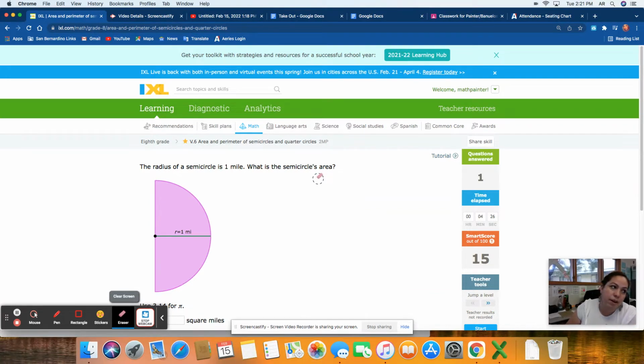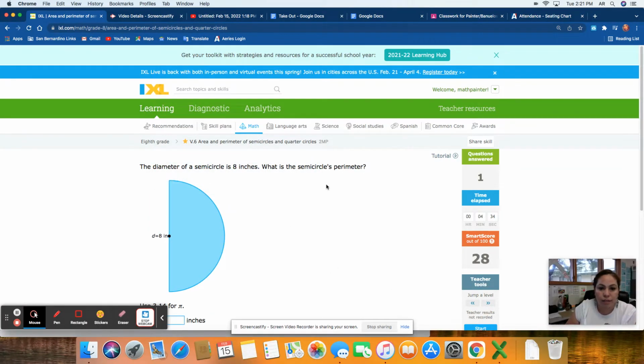All right, let's see. What is the semicircle area? So this one's the same. I'm going to skip it because I'm trying to give you as many examples as you need. What is a perimeter? Okay, so we talked about the area. Now we're going to talk about the perimeter on the semicircle. So on the board, I'm going to look for perimeter for semicircle.